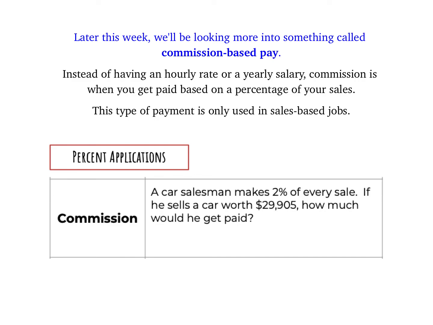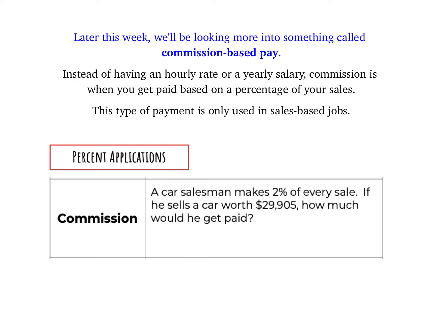So the next one in the notes that you're filling out, you might be a little less familiar with. Later this week, we're going to look more into something called commission-based pay. The idea is, instead of having an hourly rate or a guaranteed yearly salary, commission is when you get paid based on a percentage of your sales. So this type of payment is only used in sales-based jobs. It wouldn't make sense for a teacher to get paid on commission. I'm not selling anything.